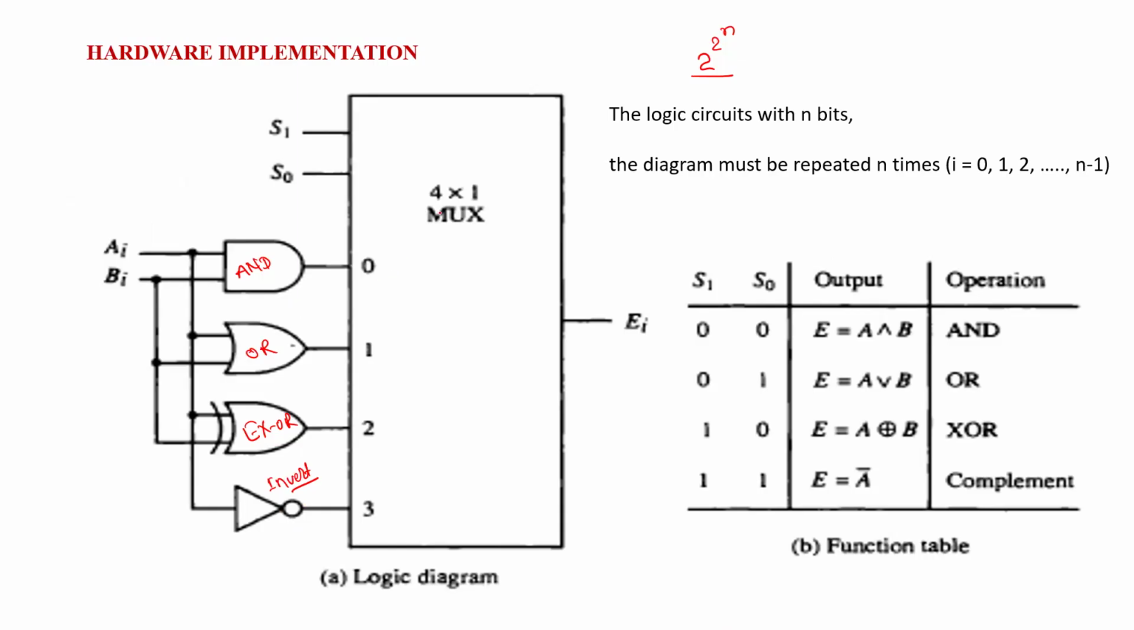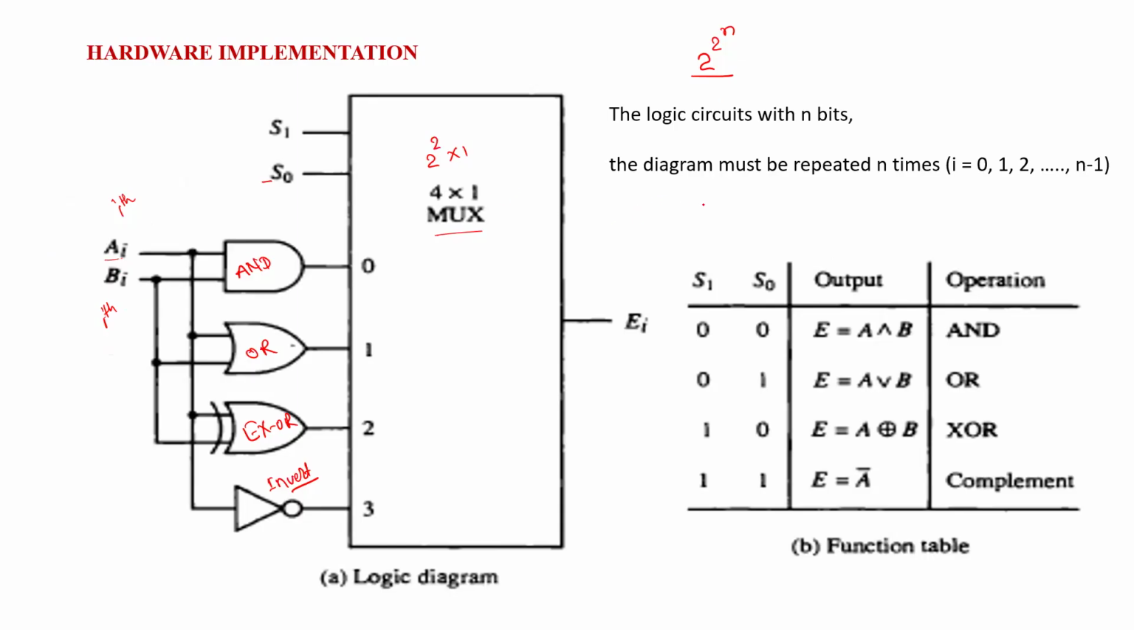Since 4 logic gates are used, the multiplexer size is 4 cross 1. This 4 cross 1 is written as 2 to the power 2 cross 1. So what is the number of selection lines? 2, that is S0 and S1. Here Ai represents the ith bit of register R1, or whatever name you utilize, and Bi represents the ith bit of the other register.